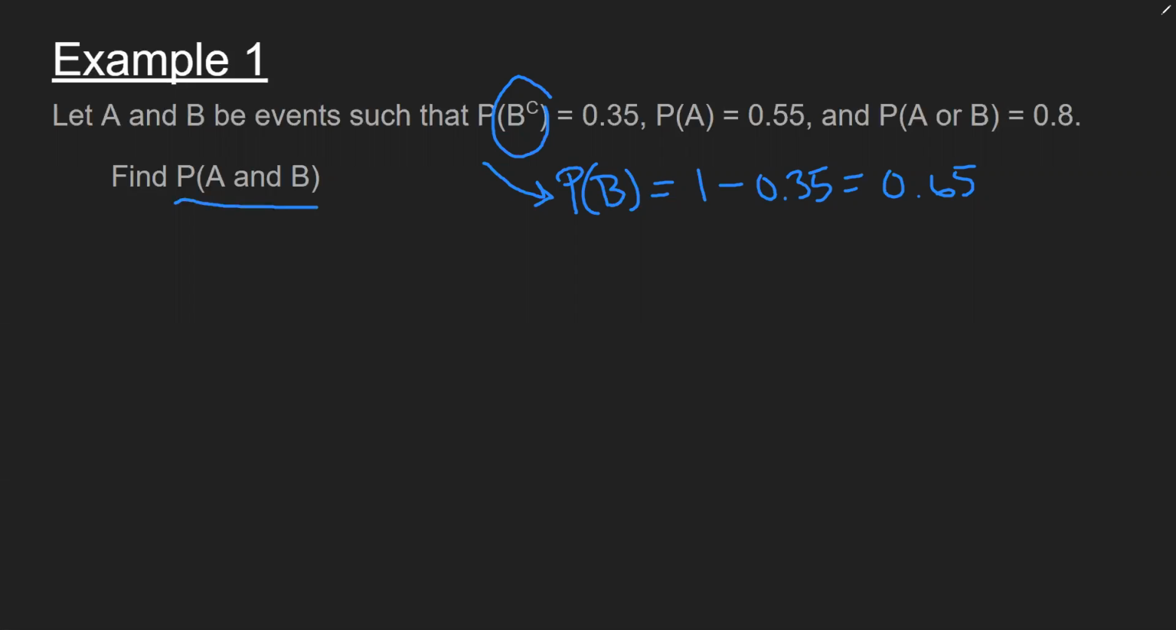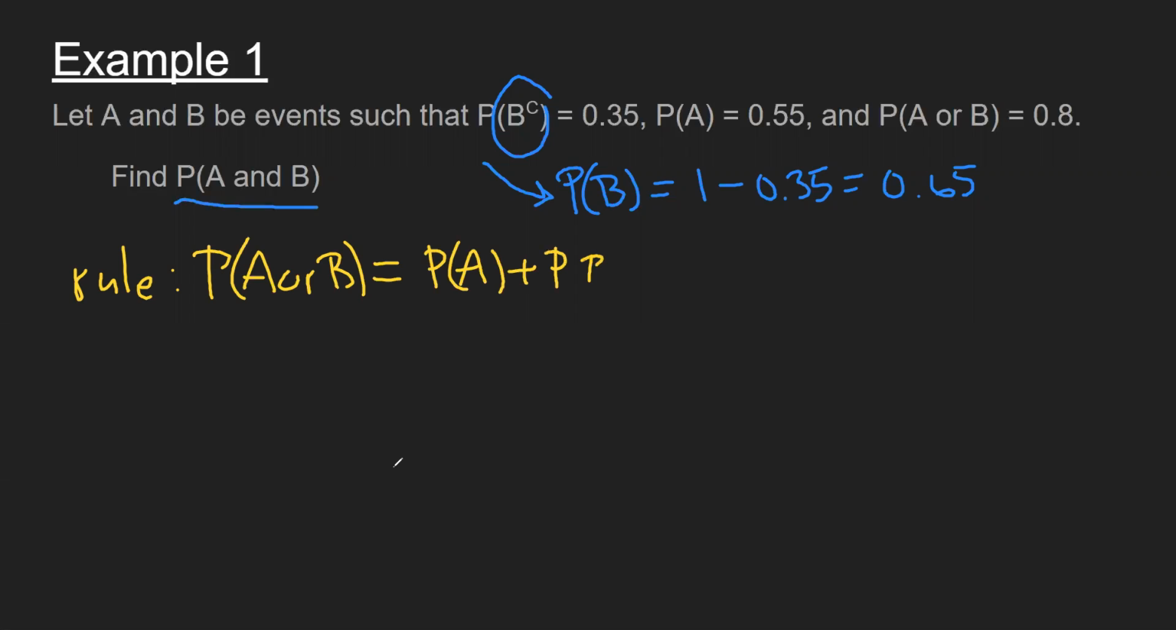Now what I want to do is look at what's given, what I'm asked to find, and see is there a rule or formula that might be helpful. I do have a rule that incorporates all of these elements called the addition rule. So the addition rule looks like this. It reads probability of A or B is going to be the sum of A and B, and then we will subtract off the intersection here. So here is my addition rule.